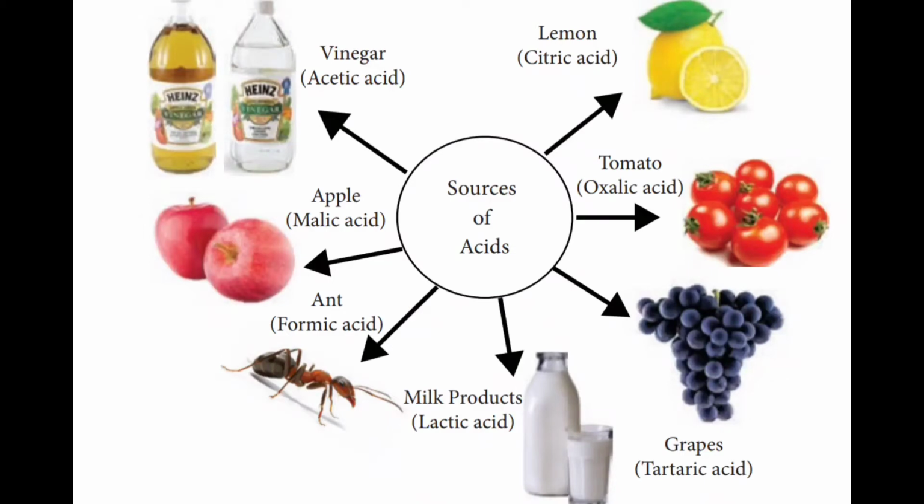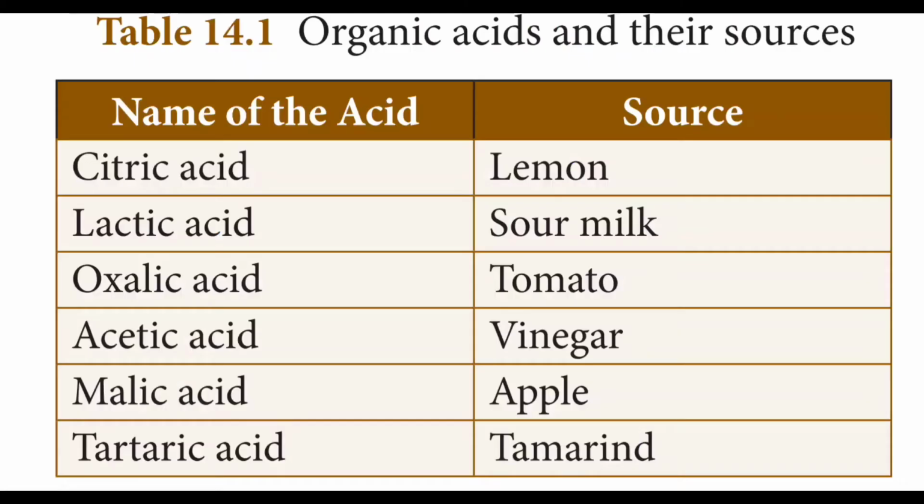Name of the acid: citric acid, the source is lemon. Lactic acid, sour milk. And oxalic acid is present in tomato. Acetic acid is present in vinegar. Malic acid is present in apple. And tartaric acid is present in tamarind.